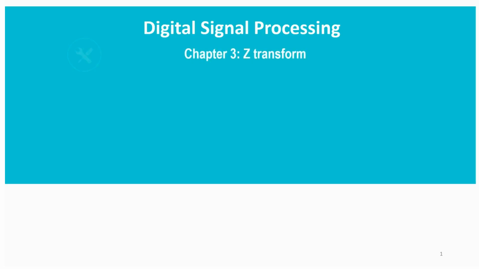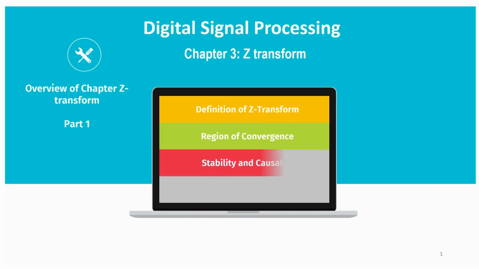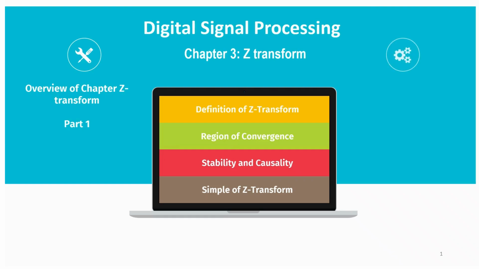Digital Signal Processing, Chapter 3, Z Transform. In this topic, we will dive into a few subtopics. Number 1 is the definition of Z transform, number 2 is the region of convergence, number 3 is the stability and causality, and finally we will see a simple example of Z transform.